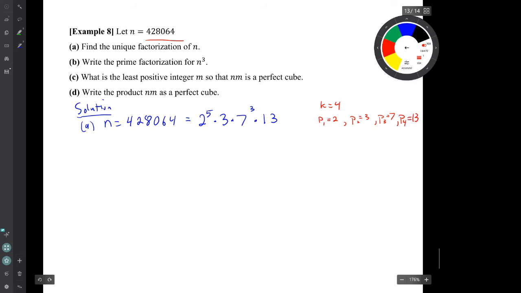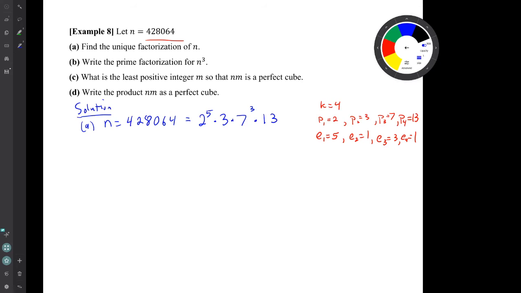And what about our e's? Well, the e's are the exponents. Exponent 1 is the number 5. So the exponents are the numbers 5, 1, 3, and 1, but they're given the names E1, E2, E3, E4. All right, so there's the prime factorization.